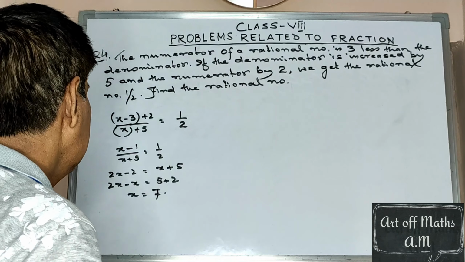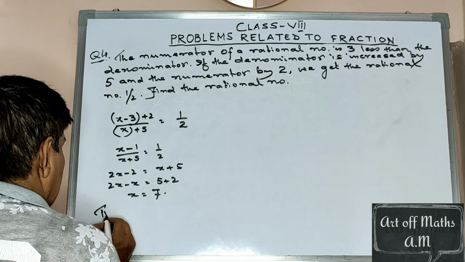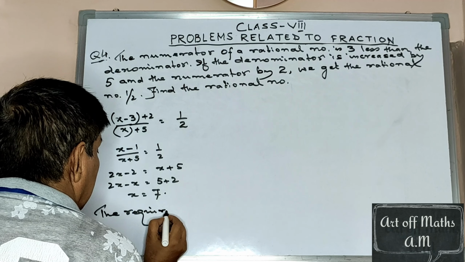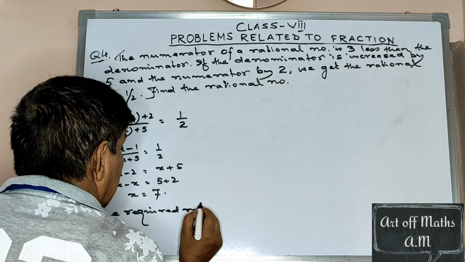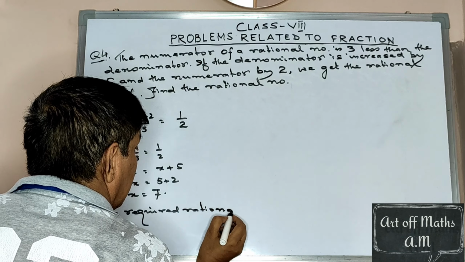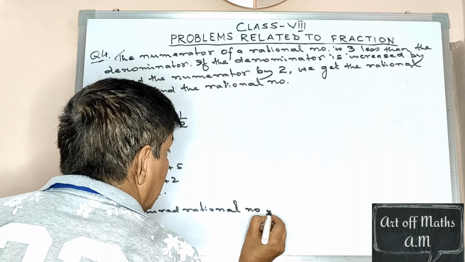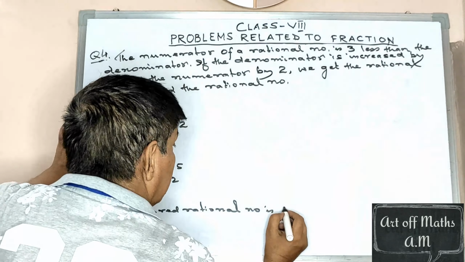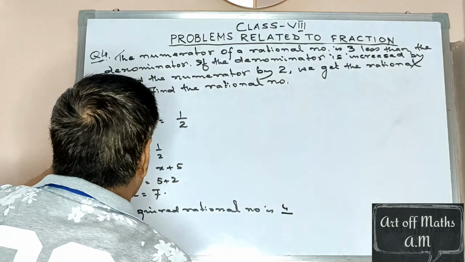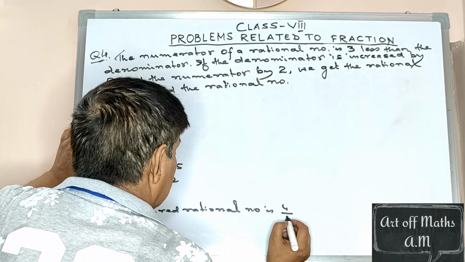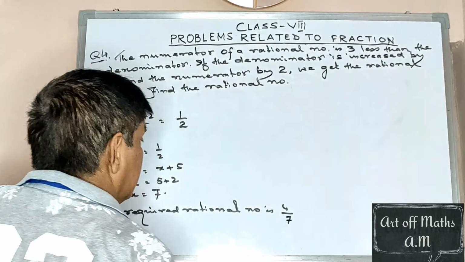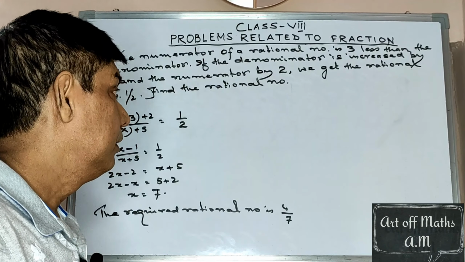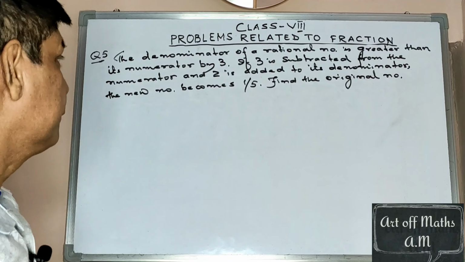Find the rational number. The required rational number is 7 minus 3, that means 4 divided by 7. This is the answer of this question. This is the fifth question.